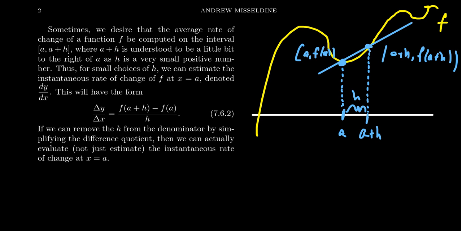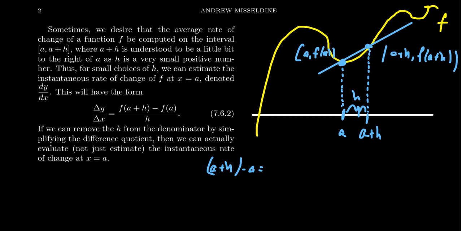When h is really, really small, we could get closer and closer and closer, just so close. When h is considered this really small value, then a plus h and a will be really, really close together. Notice, for example, if I take a plus h and subtract from it a, this just gives you h.